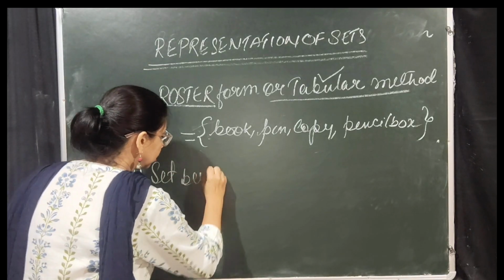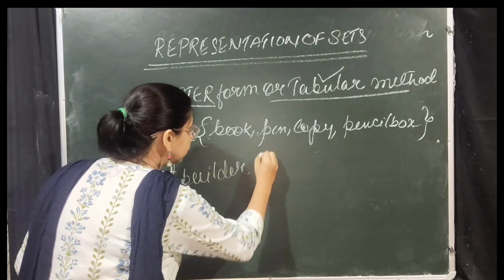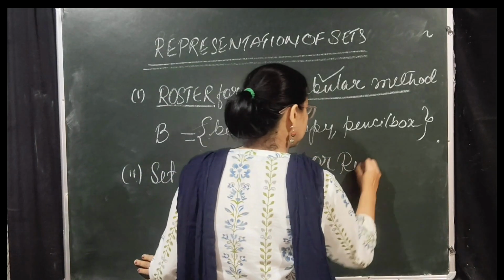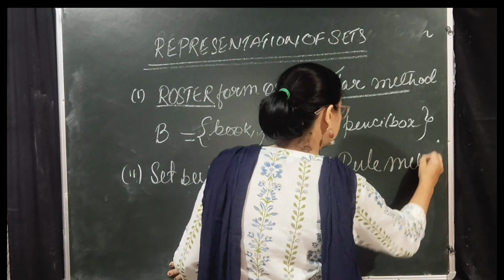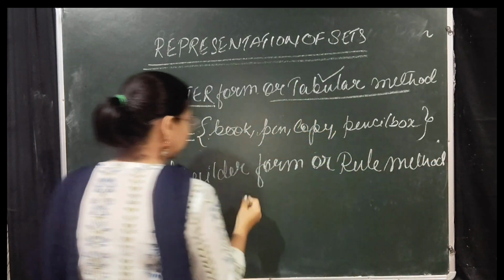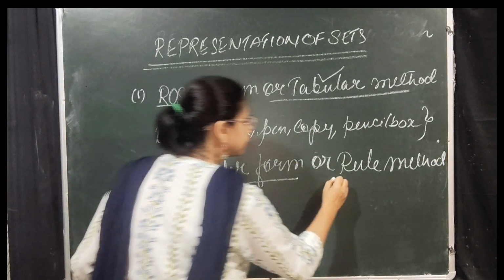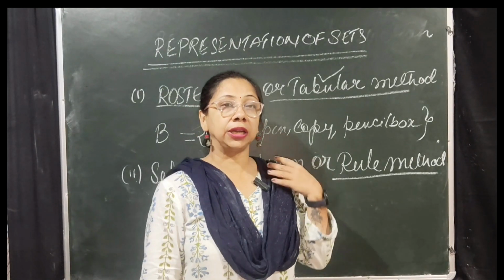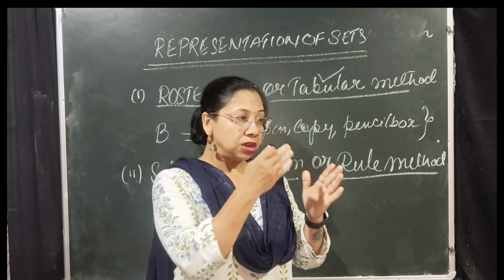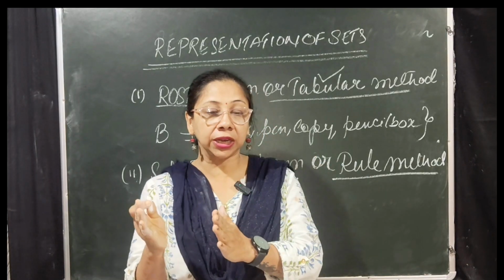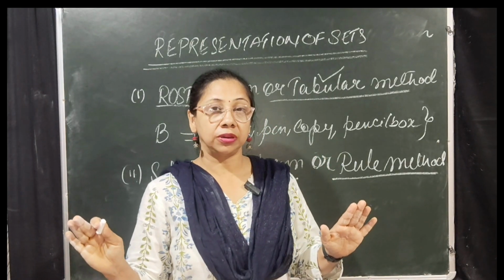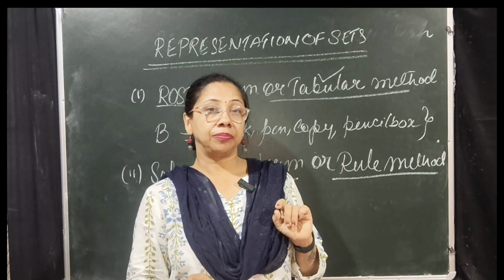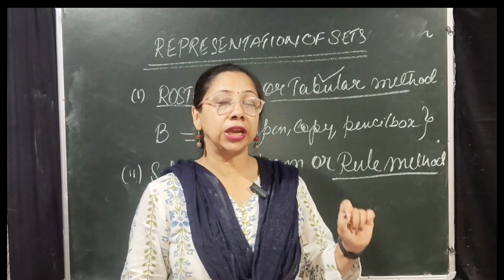The next method is set builder form or rule method. In this method, we normally discuss the property of a set. That means based on which property a set is formed. Again, let us go back to the first example. Vowels of the English alphabet.